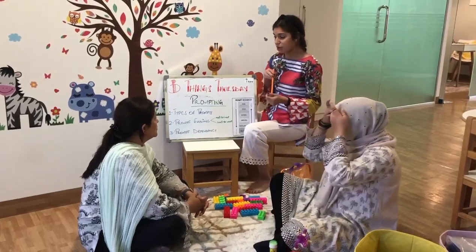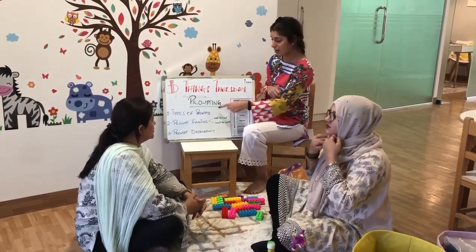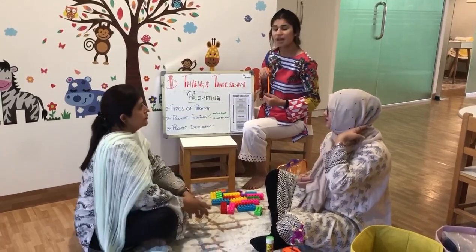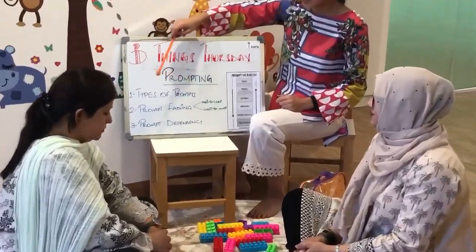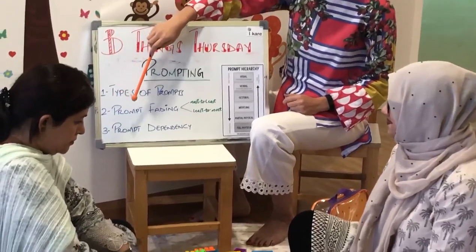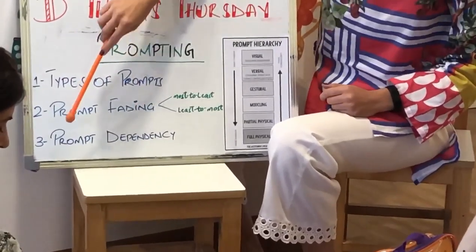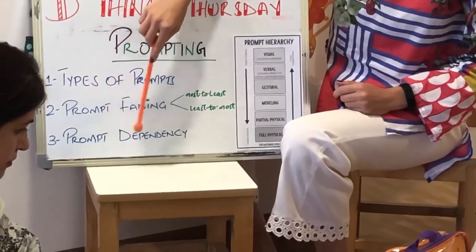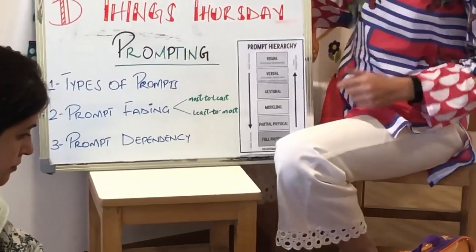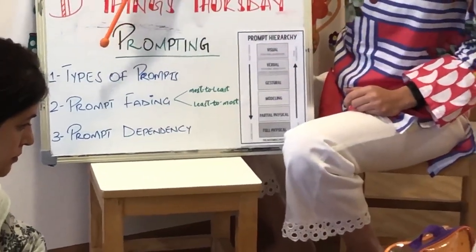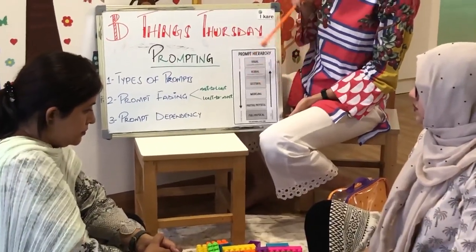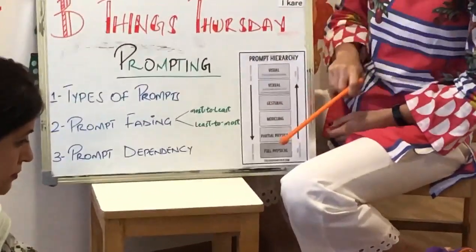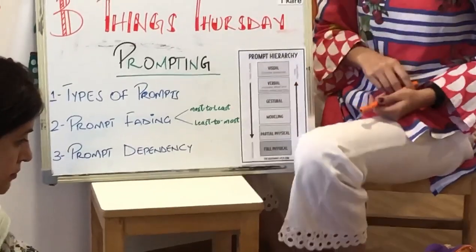So today we're going to talk about three things regarding prompting. The first thing we're going to talk about is types of prompts. The second thing is prompt failing. And the third thing is prompt dependency. So we're going to start with demonstrating the different types of prompting. Over here on this sheet, I have written out all the different types of prompts we use.